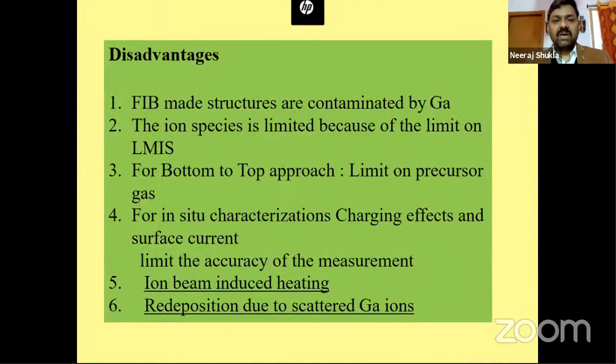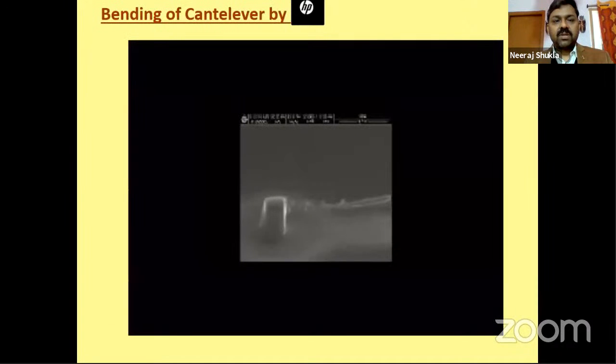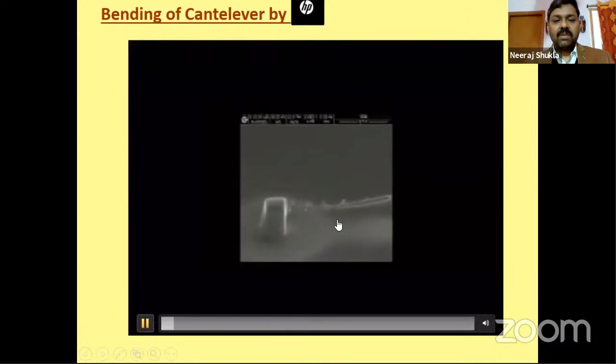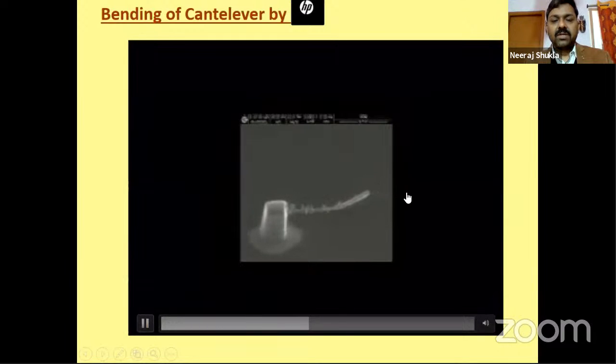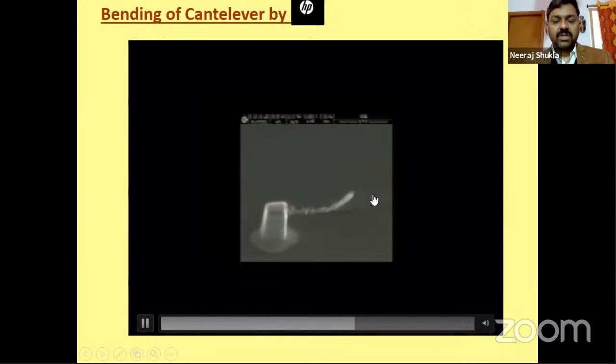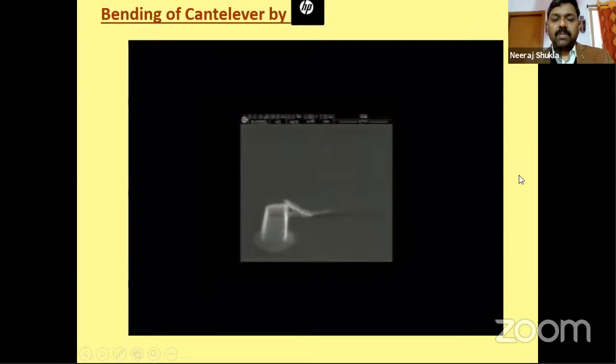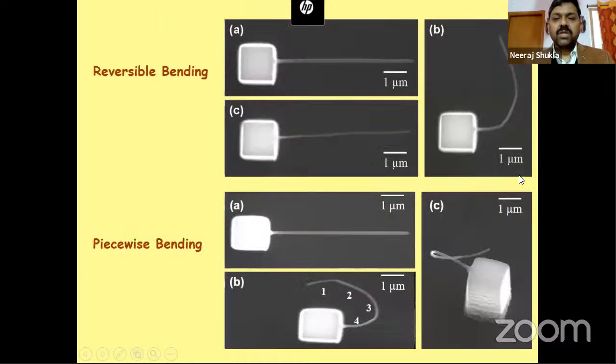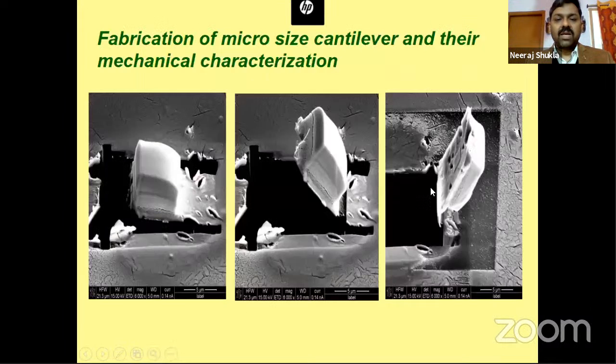So I hope I will leave it here. There are some heating effects, just that the ion beam bends the nano wires. You can see that this is a video, and the ion beam basically does heating. This is a proof of that, and we have actually measured the current using FIB made sensors, and how this piecewise bending can be achieved using FIB. So I'll conclude that.